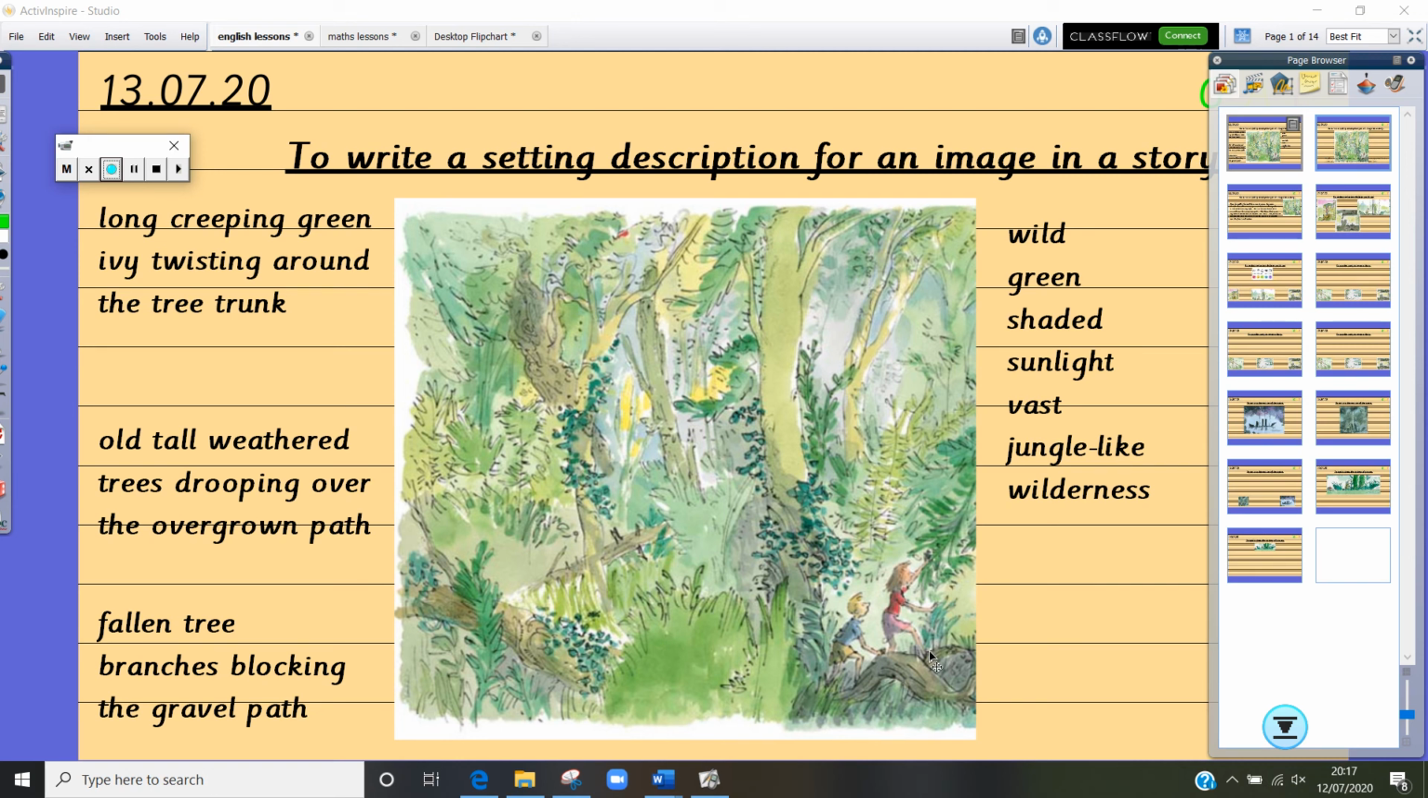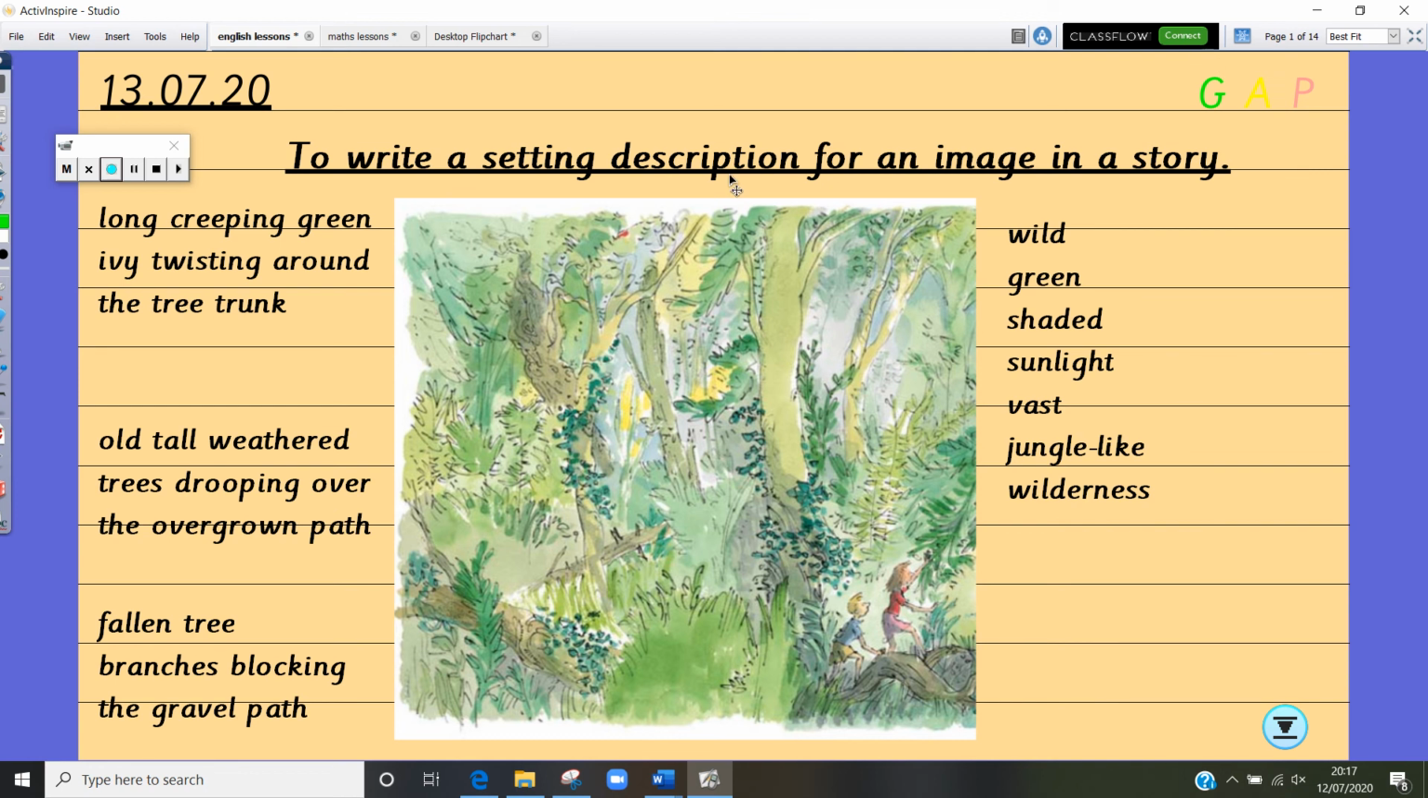In the next part of the lesson, we're going to write a setting description for this picture. Again, we don't know who the children are. We don't know where they are. We don't know why they've decided to walk through this area. We know there's a girl and there is a boy, and that is pretty much all that we know about our story.